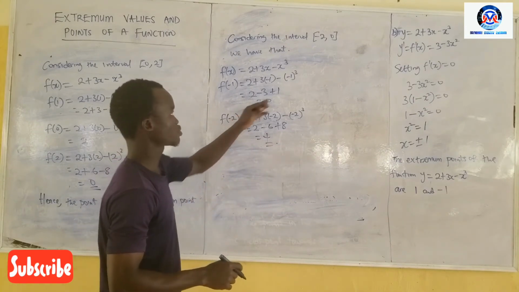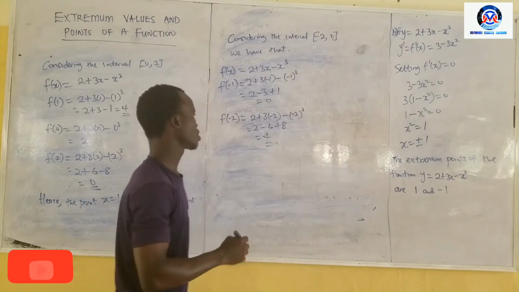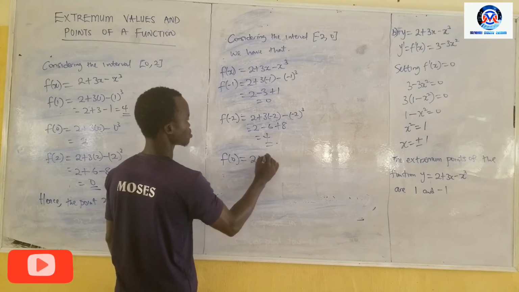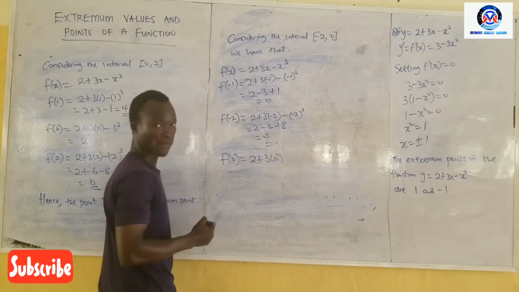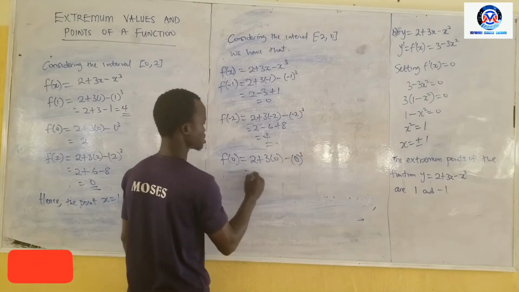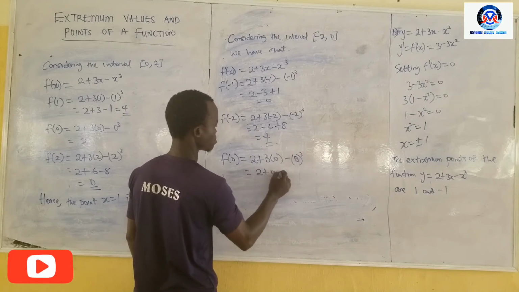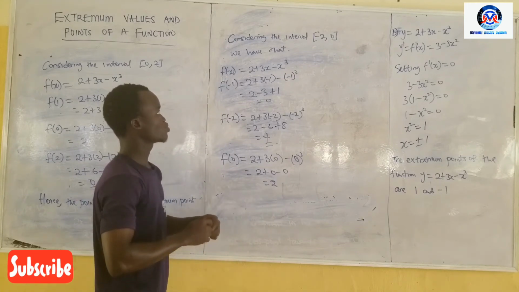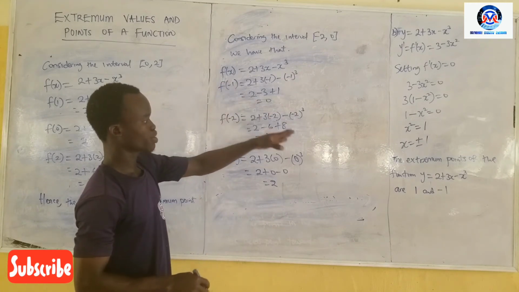So we evaluate the function at the point x equals 0 as well. So we have f of 0, which is 2 plus 3 into bracket 0, right? Minus 0 raised to power 3. And this is 2 plus 0 minus 0, and this is 2.